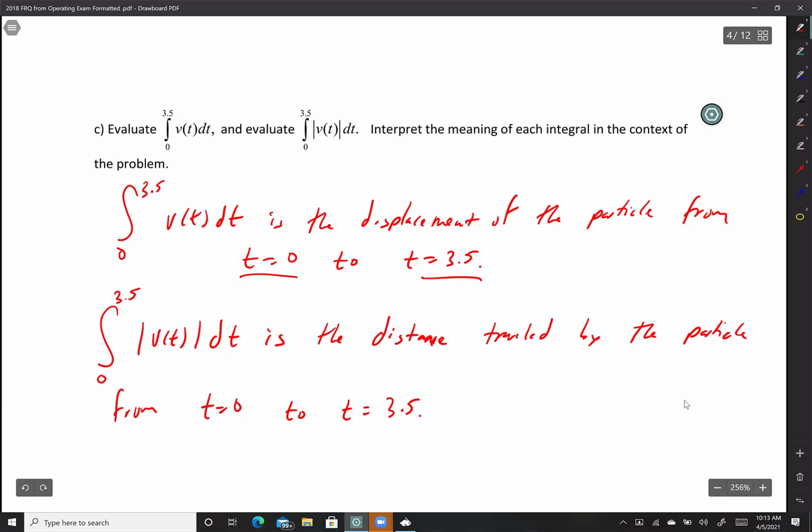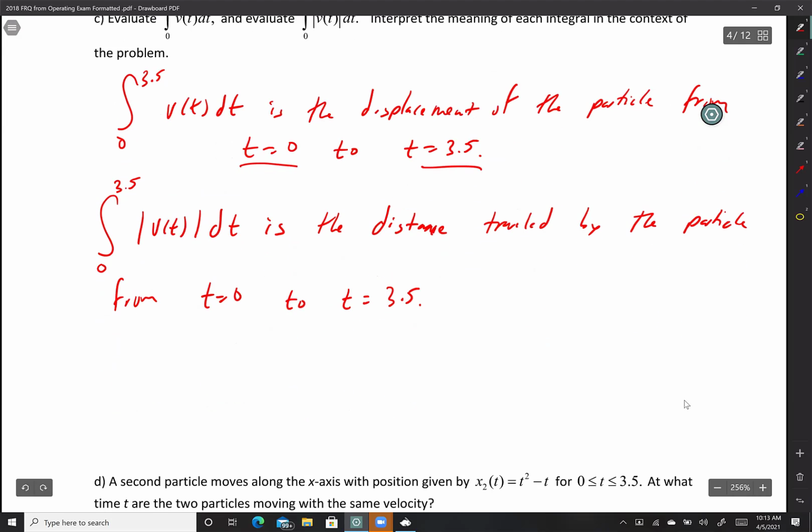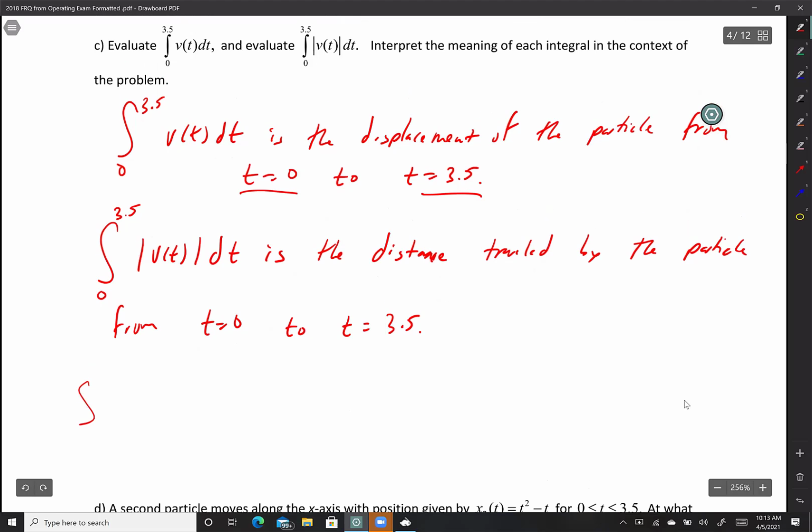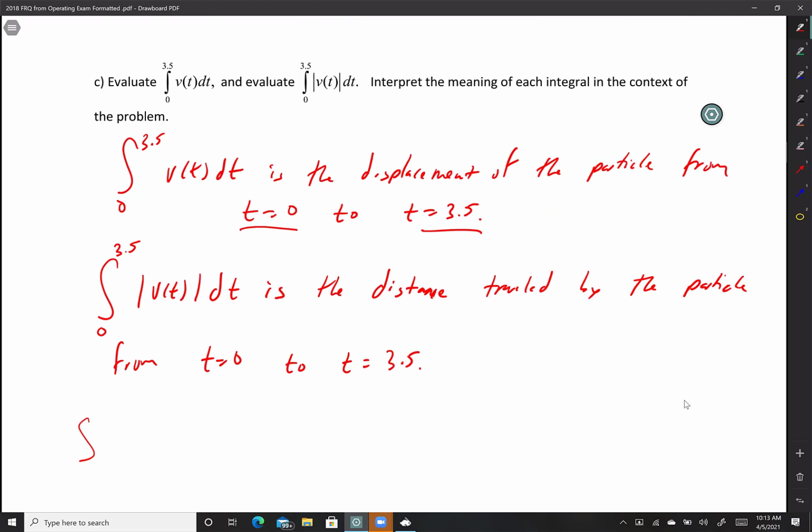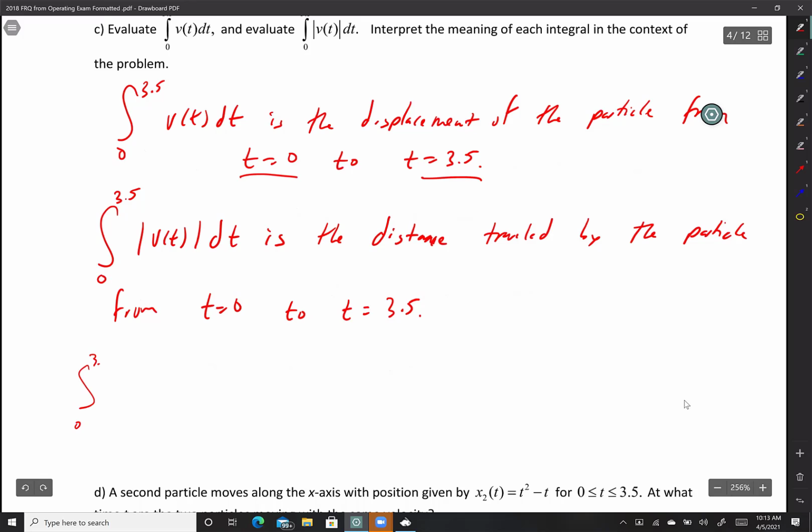You could have probably just written it in interval notation, t between 0 and 3.5, but I went ahead and wrote it. And then I'm just going to give the values. Interpret the meaning in original context. Evaluate, okay, because it wants the value, 0 to 3.5. And I think maybe there's a better answer. Maybe I find this and write whatever the number is and then write the displacement.